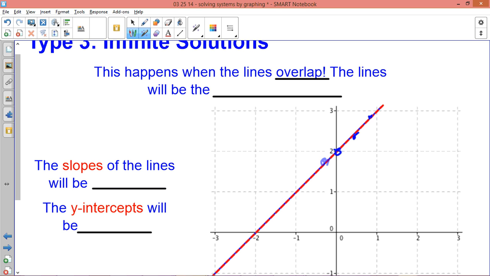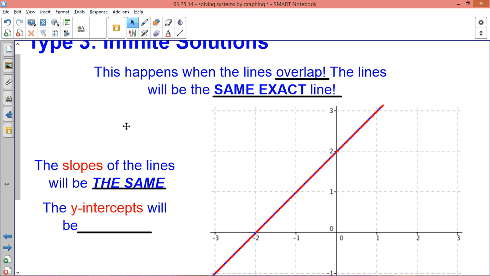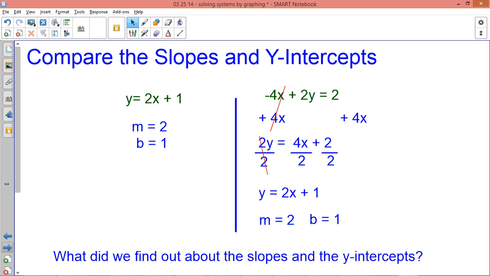Okay? So what we say is the lines will be the exact same line. The slopes, again, because it's the exact same line, the slopes will be the same. And the y-intercepts now will also be the same because it's the exact same line. And so you know when you have same slope and same y-intercept that you're going to have infinite solutions.